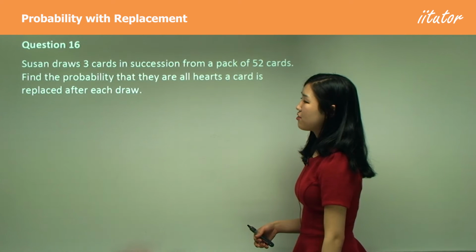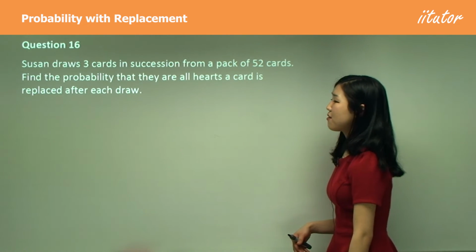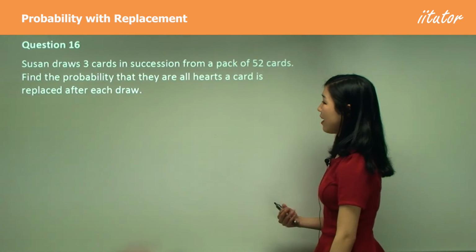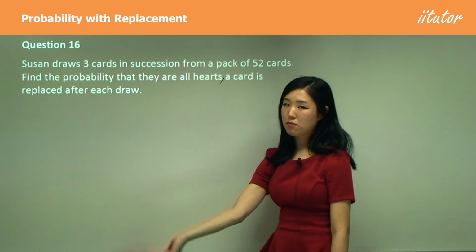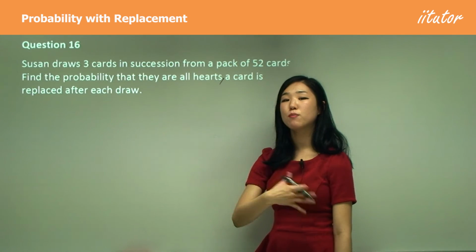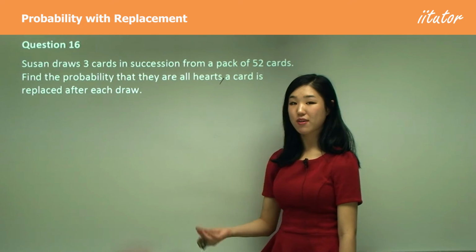16. Susan draws 3 cards in succession from a pack of 52 cards. Find the probability that they are all hearts. A card is replaced after each draw. A card is always going to be replaced, so the probability will be the same for all outcomes because we're replacing, so there will be the same number of cards left.